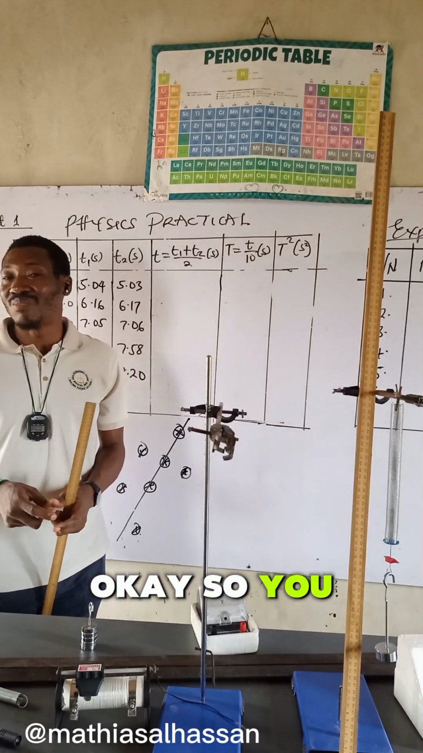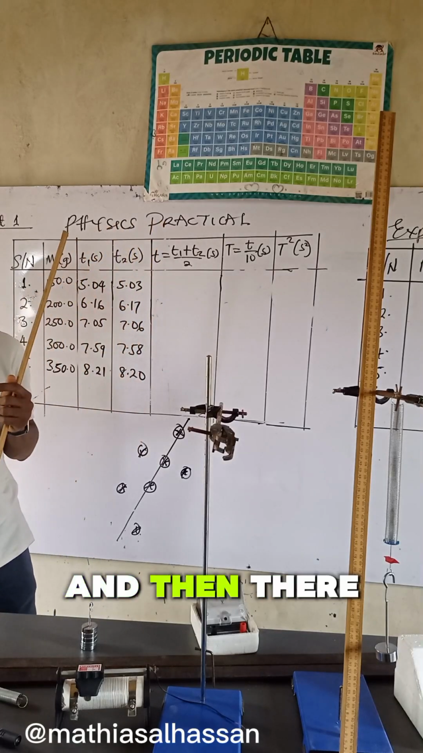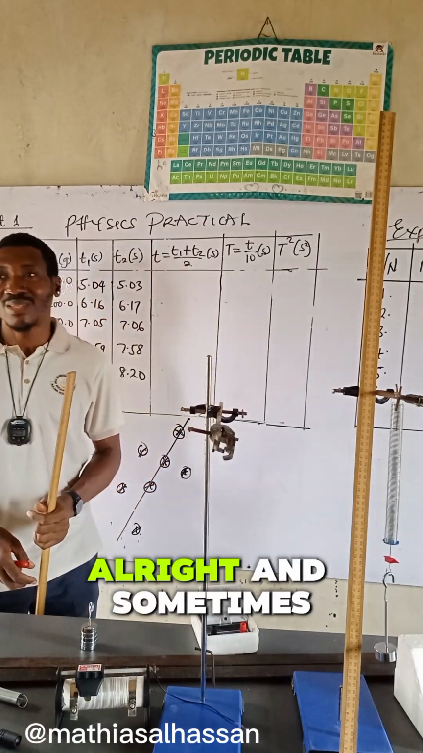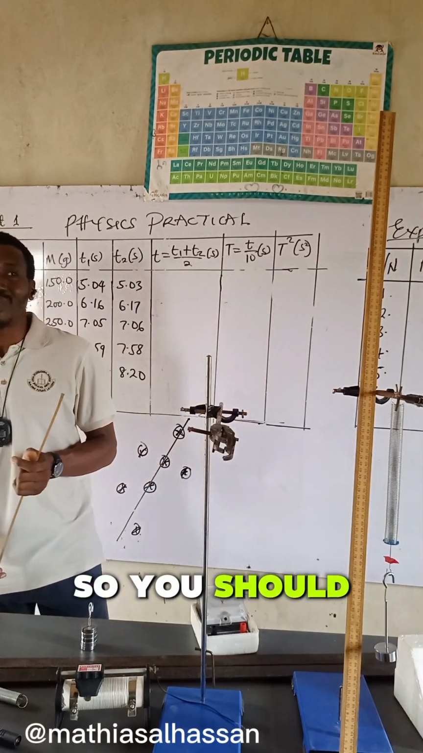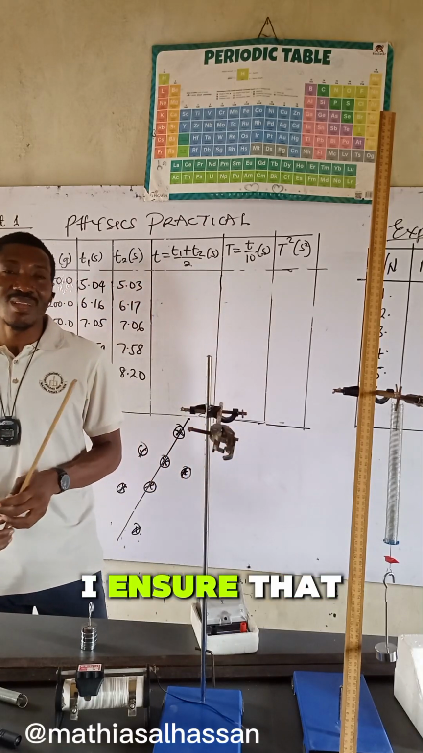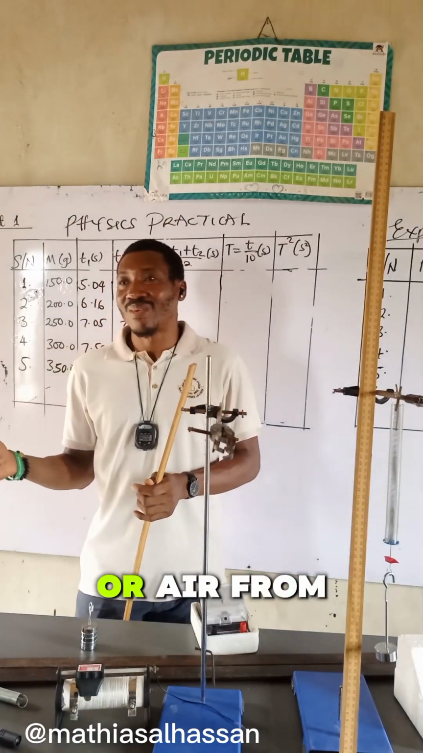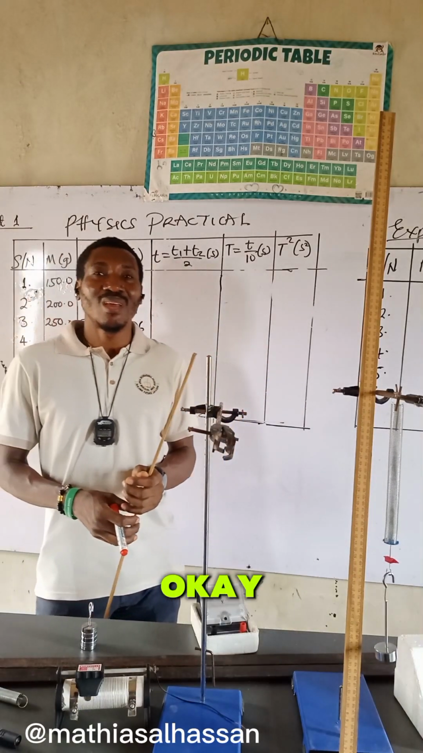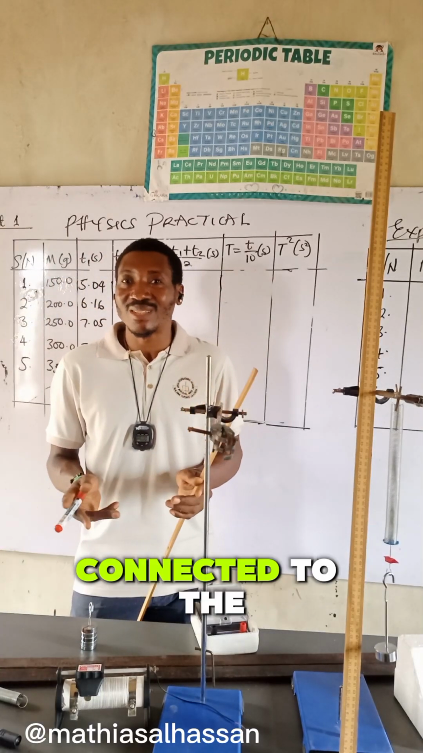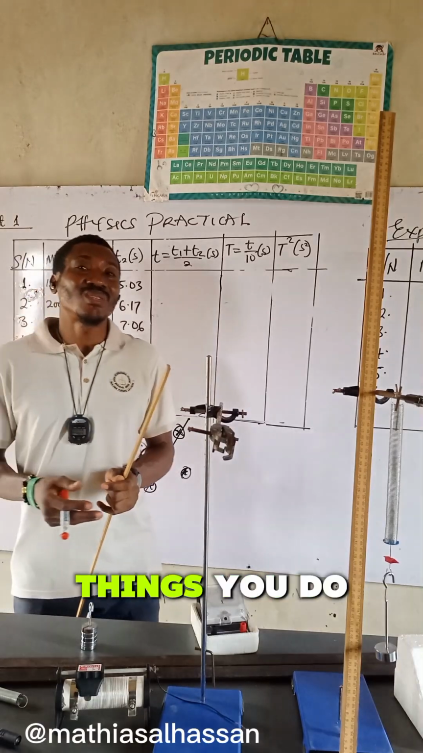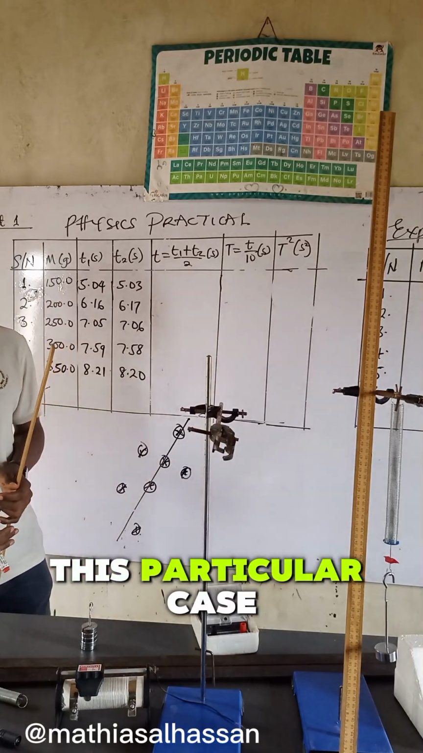You must ensure that your title is well written at the top, and that there is space for the scales also. Sometimes they ask what precautions were taken to ensure an accurate result. You should use reporting language, something like: I ensured that I avoided interference of external influence, like maybe draught or air from the window or some other things, during the oscillation. I ensured my wires are well connected to the terminals. These are some things you do to avoid errors in your practical. So you use report language in this particular case.